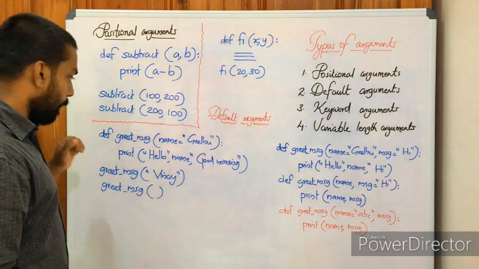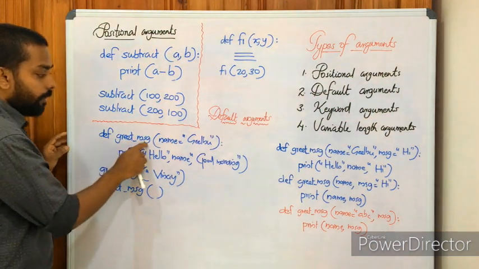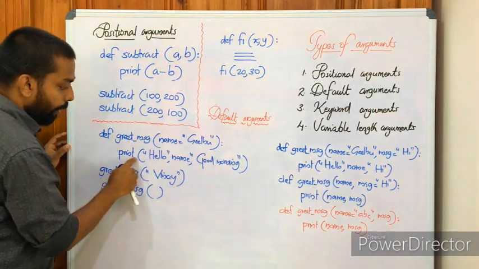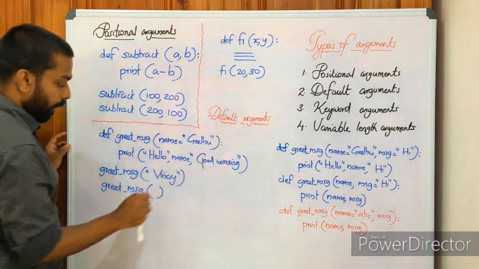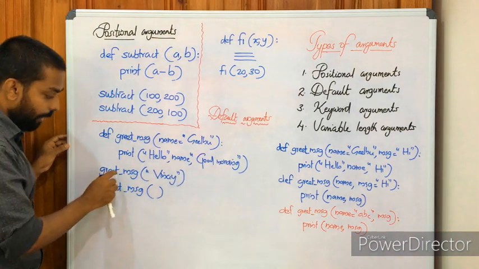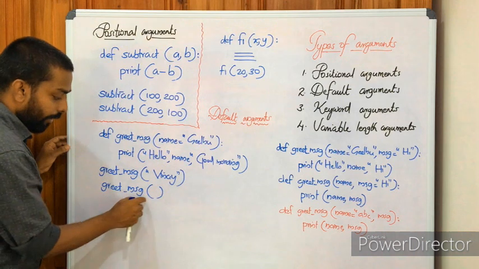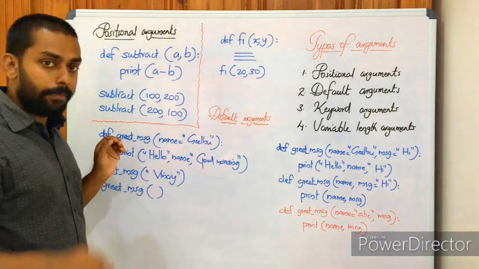We can have an example. def greet message name equal to Geetu, print hello name good morning. Then we have two function calling statements, greet message Vinay and greet message empty. Okay, let's see the working.